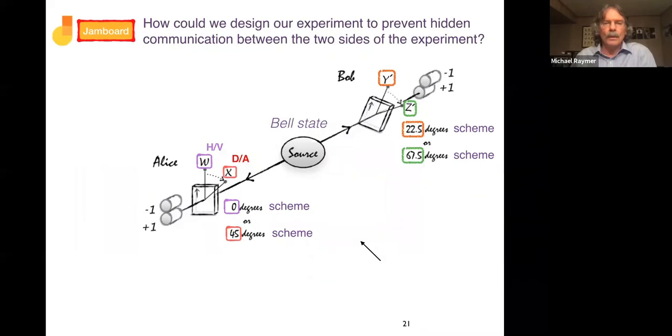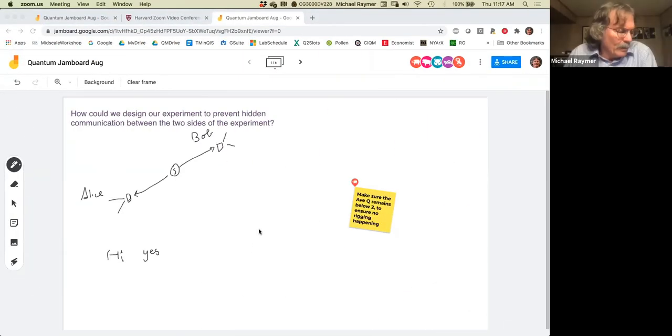On to a Jamboard question. The Jamboard is in the chat window. You can click on that. The question is, how would we design our experiment to prevent hidden communication between the two sides of the experiment? So this is one of the possible loopholes. We've talked about it before. We want to have an experiment where average Q is greater than 2, as Henning just did. But we want to prove Henning's experiment so that we can get Q greater than 2, while at the same time ensuring that there could not have been communication between Henning's 2 detectors.